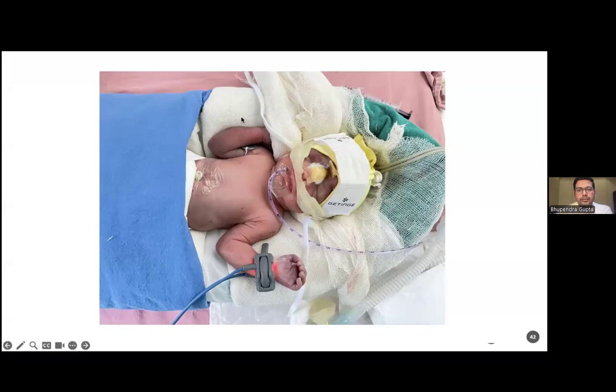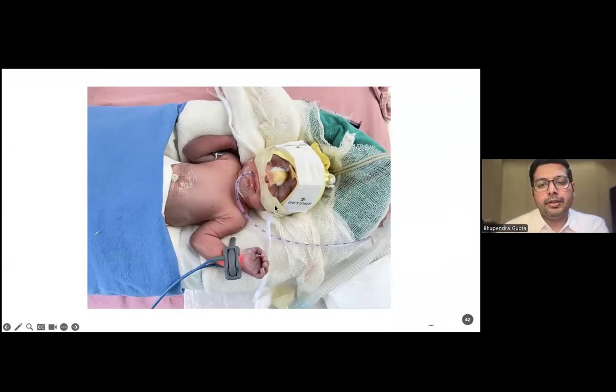Before giving surfactant via LISA, we have to change the interface because the classical midline interface with the mask is not suitable for laryngoscopy because the field will be obscured. So we have to change the interface, either the OptiFlow or the Ramanathan cannula. And through that cannula, the CPAP will be continued.